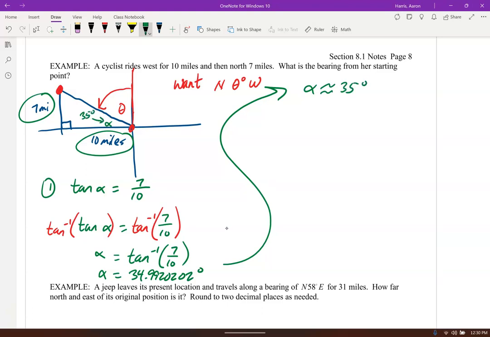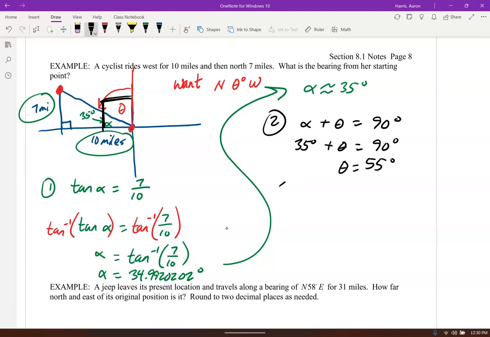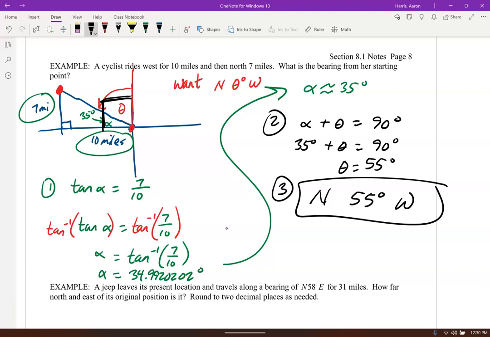So here's 35 degrees. Notice this is a right angle itself, right? So how would you get theta? Well, alpha plus theta adds up to 90 degrees, and we know alpha is 35 degrees. Subtract 35 from both sides, and we get 55 degrees. So finally, it's north 55 degrees west. That's the bearing back. You rotate north 55 degrees west, and that'll get you the bearing from the starting point to the cyclist.